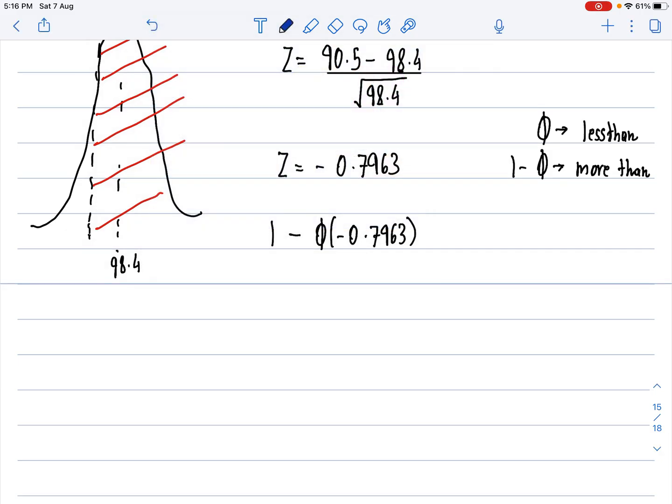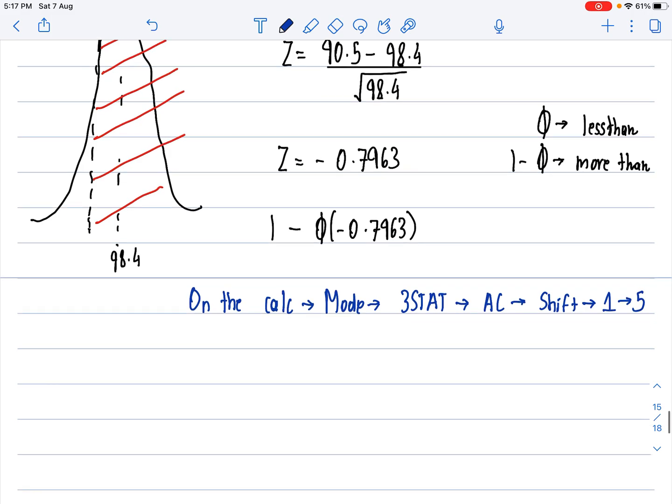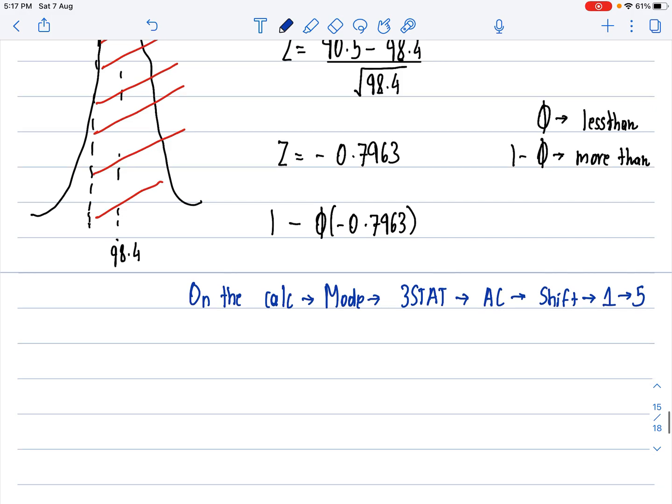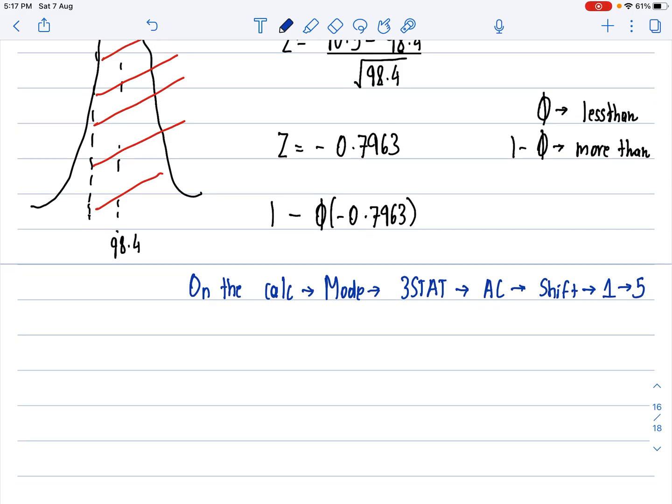You need to know the calci method. So basically, on the calculator, what you need to do is you need to click on mode. When you click on mode, you need to click on 3 where stat is written. Correct? Then you need to click on AC. Then you need to click on shift. Correct? After shift, you need to click on 1. Correct? And then you need to click on 5. Okay, if this is the first time you're doing this, I know there are many buttons, okay, to press, but you need to remember this because this is the way how to calculate it.